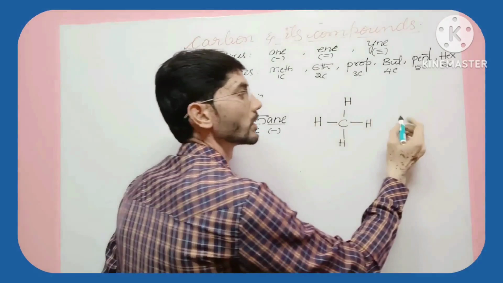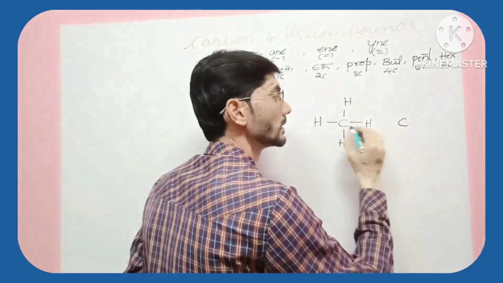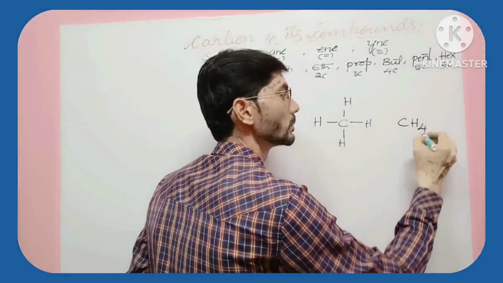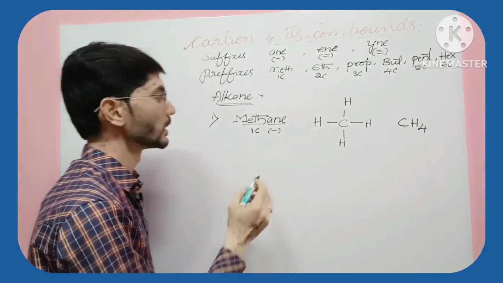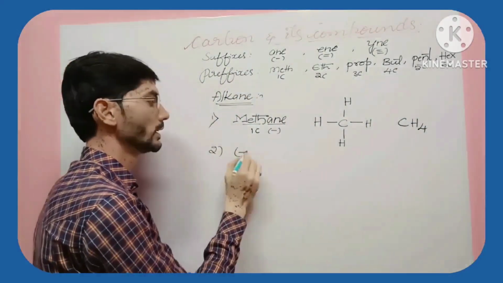Now you combine and write C1H4. It means nothing but CH4. Now we got the structure for methane. Now, in the same way, let's move on to ethane.